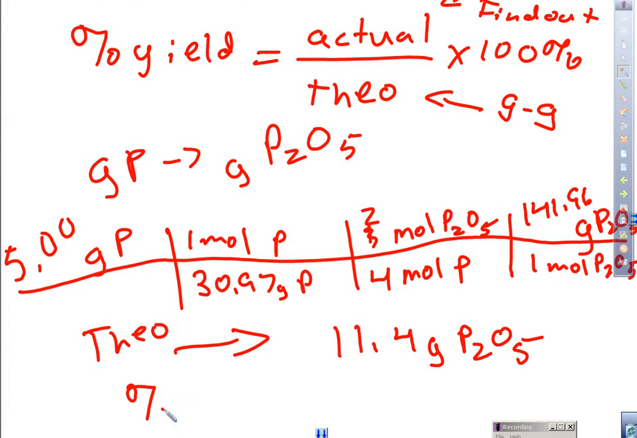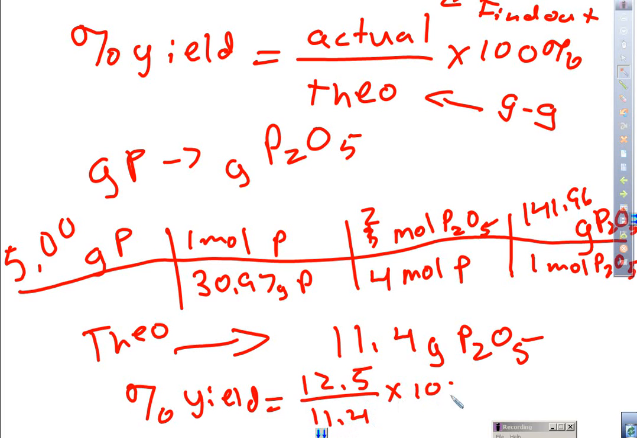So we do our percent yield equals our actual, which is 12.5, divided by 11.4 times 100%. So notice it's grams on top, grams on bottom. We cancel out both the grams, and we're left with the percentage. Okay, so somebody do that. Tell me what you get. What, 110? 109?